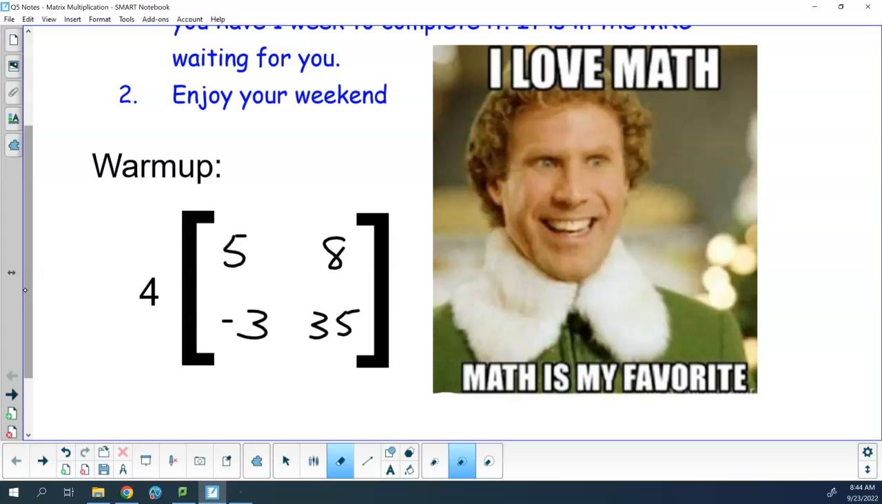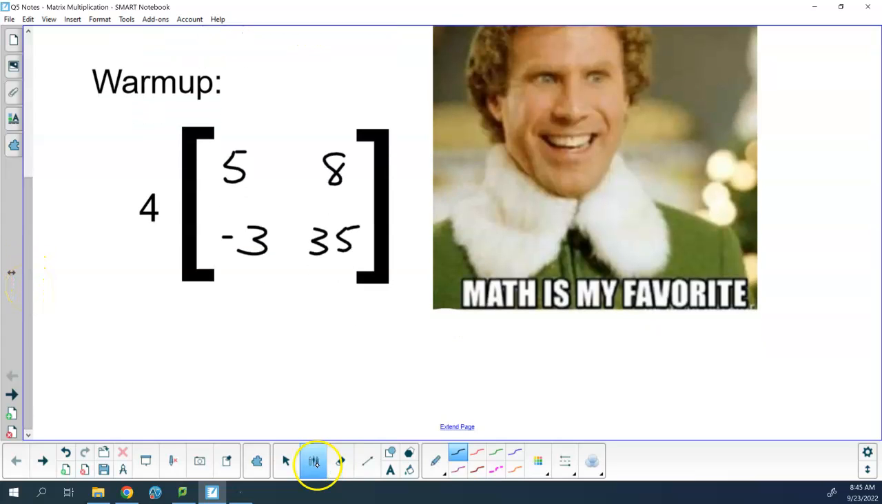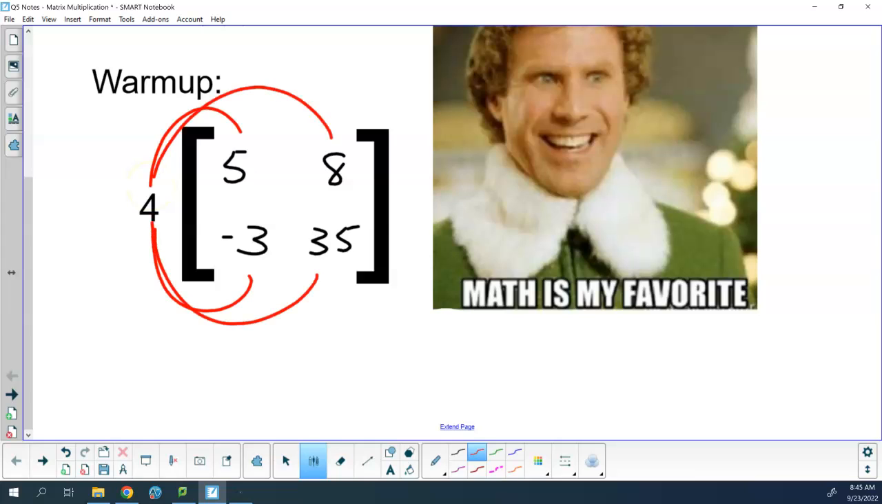A little scalar multiplication from Wednesday. So what do I do on this one? Kind of just distribute the 4 into all the elements of the matrix. It's got to go in here, and in there, and in here, and in there, and then we write it the same way.